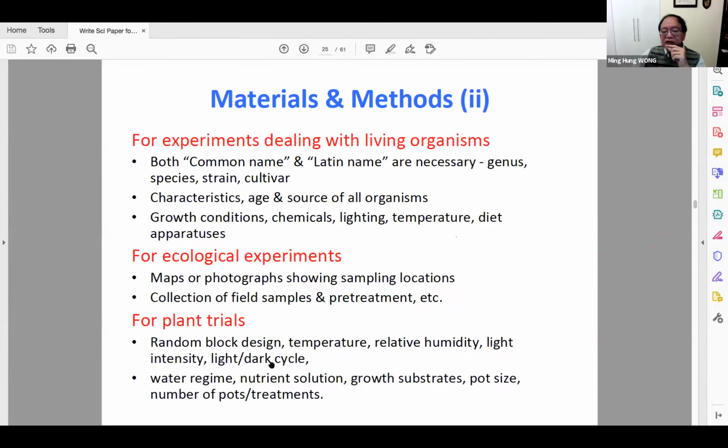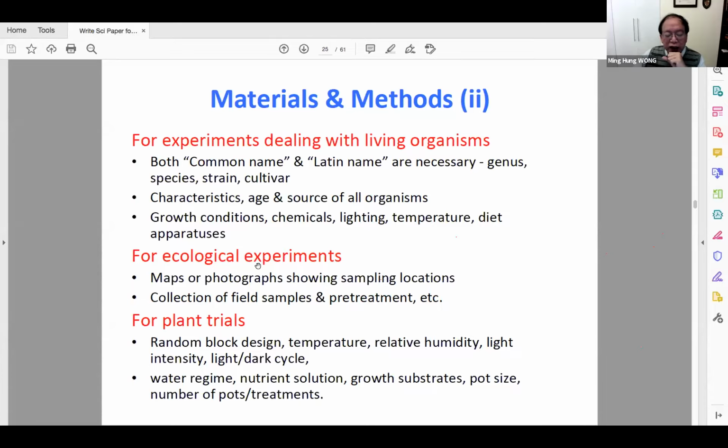For experiments dealing with living organisms, because nowadays in environmental science we often have to deal with plants and animals, I think one thing is important. You should provide the common name as well as the Latin name, genus, species, and sometimes even strain and cultivar of the particular organisms. I think we ought to describe the characteristics, the age, and the source of all these organisms. Where do you obtain the plants or animals? Growth conditions will also be important: chemicals you use, lighting, temperature, diet, apparatuses, and so on.